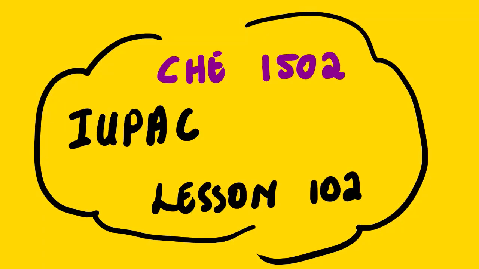Our lesson for today will be looking at Chemistry 1502. We are still busy with IUPAC naming, lesson 102. Let us start. We've looked at 10 examples from lesson 101 and 101.2, how to name compounds using general rules of IUPAC naming.